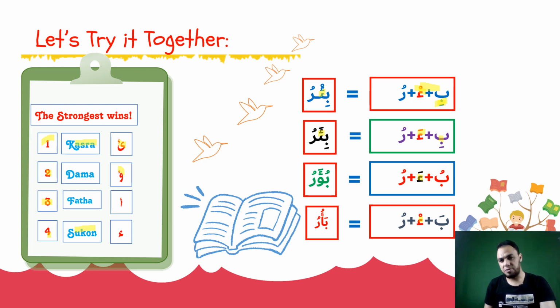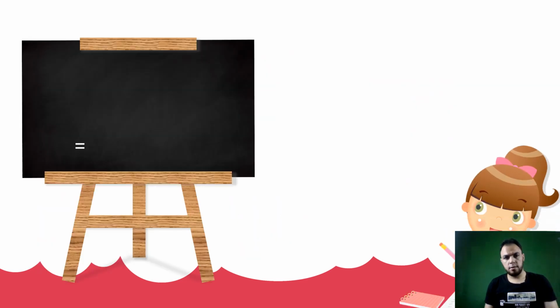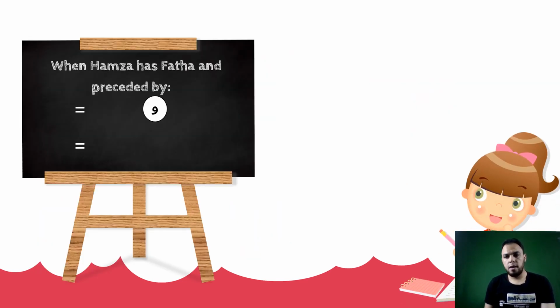Good. Now there's something I didn't tell you, and I really want to tell you about that. When the letter Hamza has the mark fatha on it, and it is preceded by the letter waw or the letter alif, Hamza would be like this. Or if it was preceded by the letter ya, Hamza would be like that one. That's it. Easy and simple.